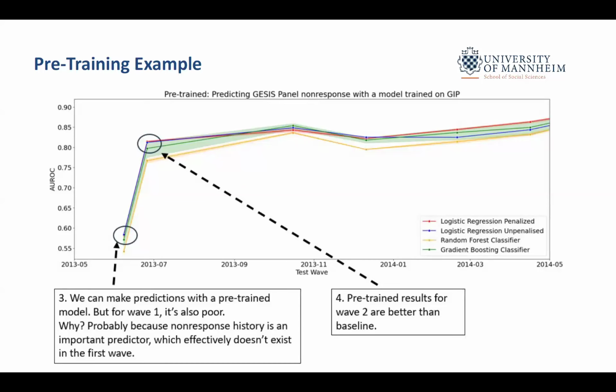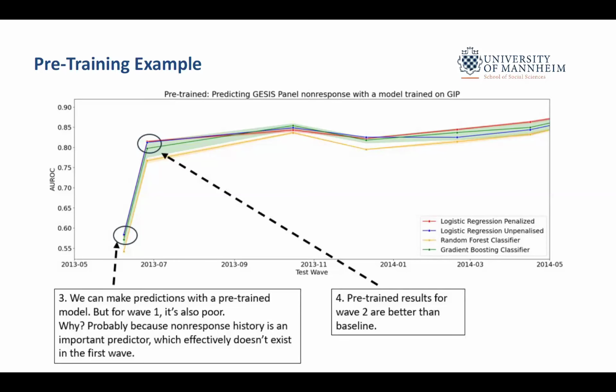We can put that in our model, and the prediction quality immediately shoots up. And in fact, it slightly exceeds 0.8, which is better than what we would have gotten if we had stuck with only a model that was trained only on its own data. So this is a model that was trained on 4 waves worth of GIP, German Internet Panel data, and it outperformed a model that was trained on only 1 wave of GESIS data, even though this is making predictions about GESIS panelists. So this looks quite nice for pre-training.